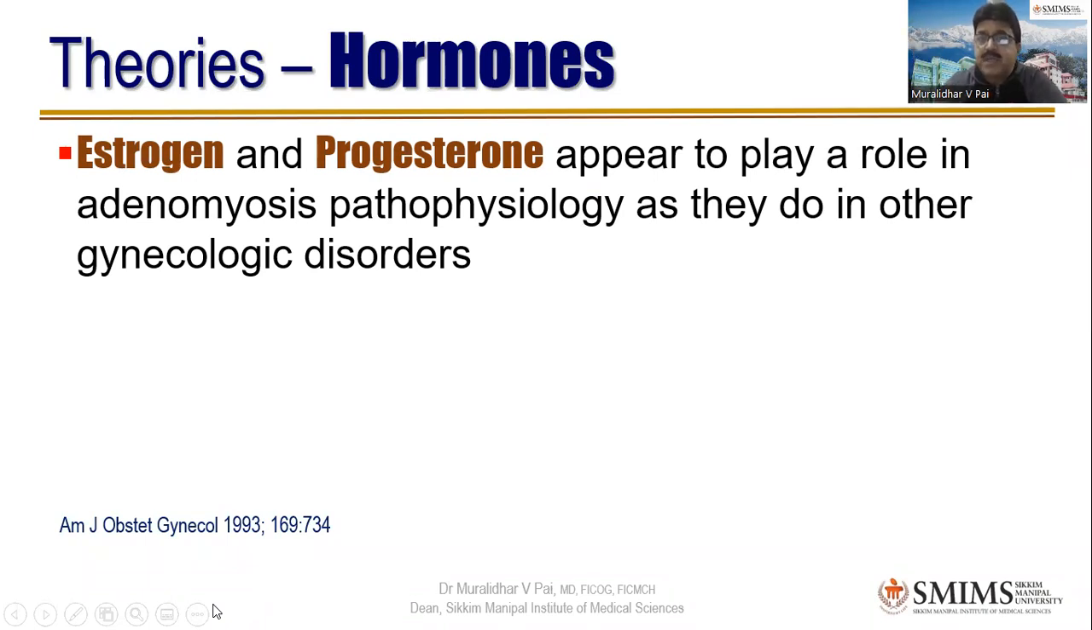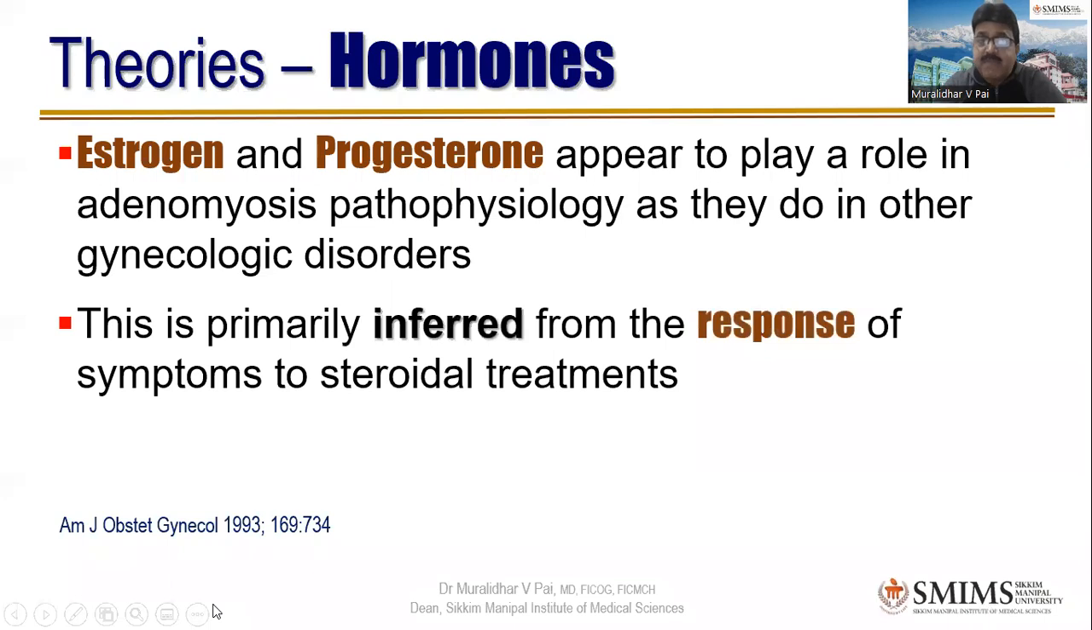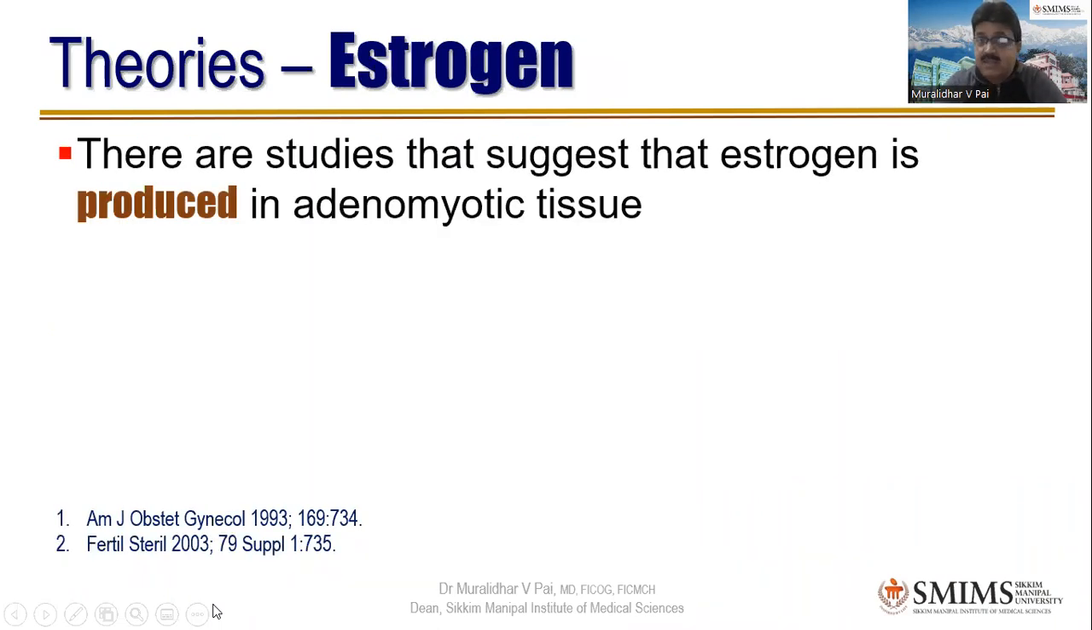So estrogen and progesterone appear to play a role in adenomyosis pathophysiology, as they do in other gynecological disorders. This is primarily inferred from the response of symptoms to steroidal treatments. That means when we give progesterone, definitely some amount of regression of adenomyosis is seen. That's why it is believed that estrogen is probably supporting the adenomyosis. That's the theory. There are studies that suggest that estrogen is produced in adenomyotic tissue. Now watch this word: estrogen is produced in adenomyotic tissue.